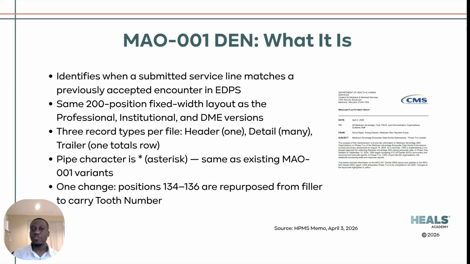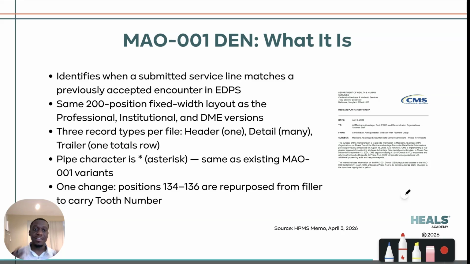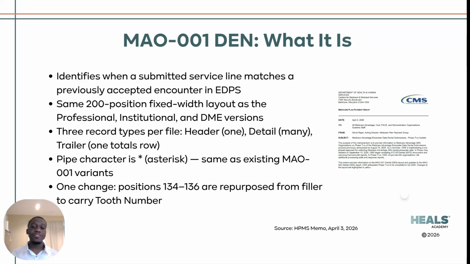So what is the MAO-001? The MAO-001 is the Encounter Data EDS report that tells the plan about duplicates. The MAO-001 report for dental specifically is an adapted report that reports dental submission duplicates. It identifies when a submitted service line matches a previously accepted encounter in EDPS, showing duplicates. It's also the same 200 position fixed width file layout as the professional, institutional, and DME versions. If you are already pulling MAO-001 reports, then you can also work with the MAO-001 dental file.